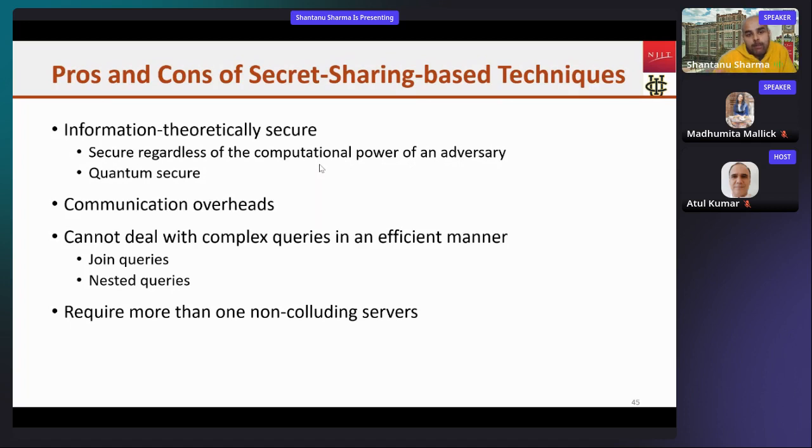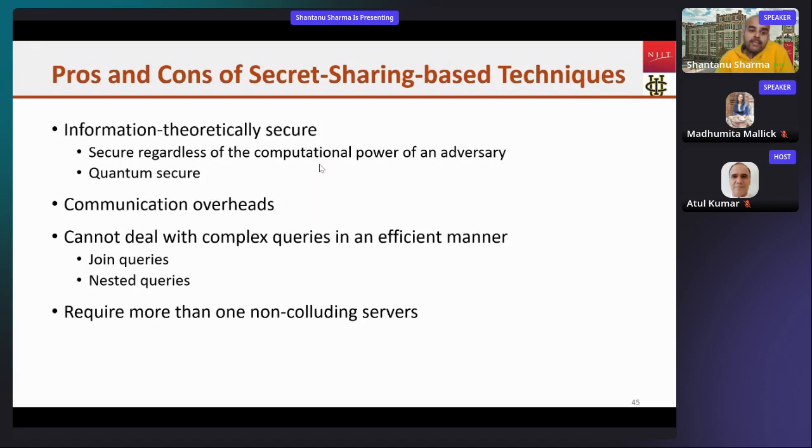Now the pros and cons of secret sharing based techniques. As I told you in the beginning, these techniques are information theoretically secure. Any adversary, regardless of the computational power, can never break the underlying data unless they can collude all the servers that are storing the data. However, there is some communication overhead. Of course, if servers are communicating with each other, definitely there is communication overhead. On the other hand, where the servers do not communicate, the communication overhead comes between the DB owner and the server, but communication overhead is there.